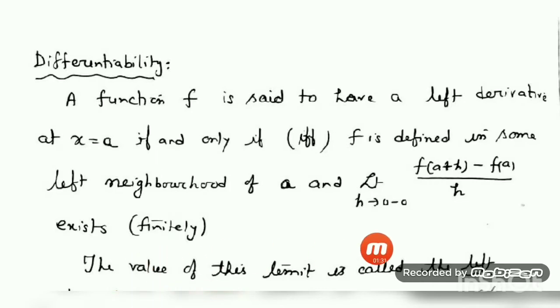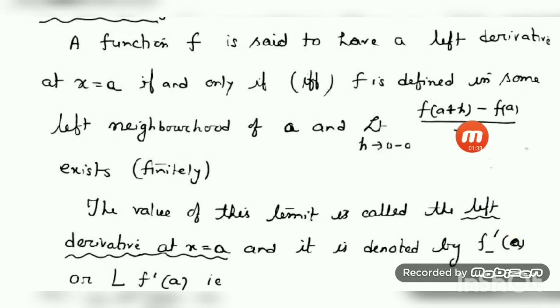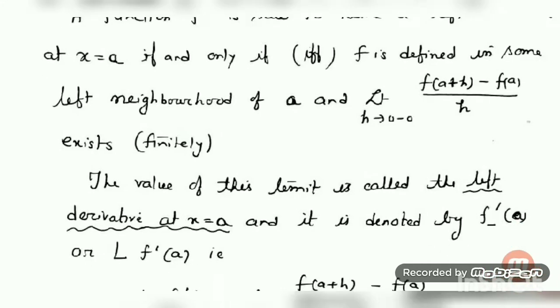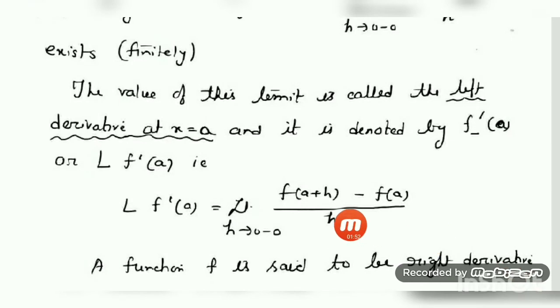So here you see the value of this limit. The value of this limit is called the left derivative at x equal to a, because you have considered 0 minus 0. That's why it is the left derivative at the point x equal to a, and it is denoted by f dash minus a or by L f dash a. And what is L f dash a? L f dash a is equal to limit h tends to 0 minus 0 of f of a plus h minus f of a by h.